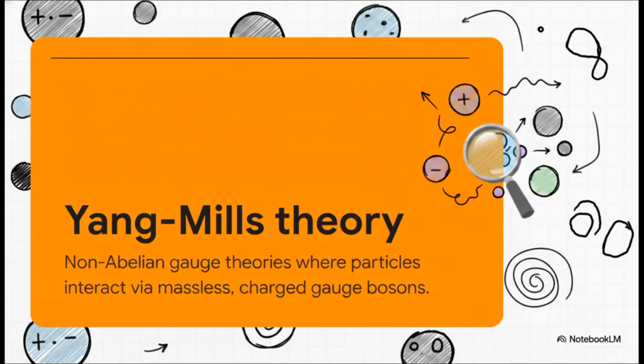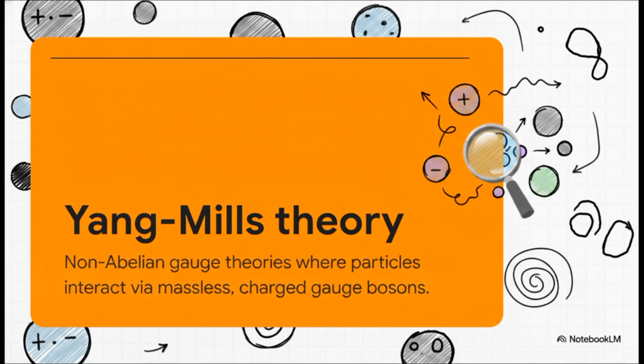Now, the interactions between these particles are governed by something far more complex than simple magnetism. Back in 1954, Chen-Ning Yang and Robert Mills expanded on early quantum electrodynamics to create Yang-Mills theory. They generalized local symmetry, leading to what physicists call non-abelian gauge theories, and this was a massive, radical departure from earlier physics. Think about it.